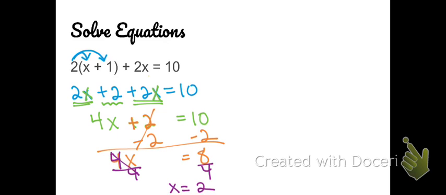Now let's do an inequality. Inequalities are solved the same as equations, except the sign might flip. So if your sign is this way, you might have to flip it and make it this way. The reason you flip the sign when you're solving an inequality is if you ever have to multiply or divide by a negative number when solving.